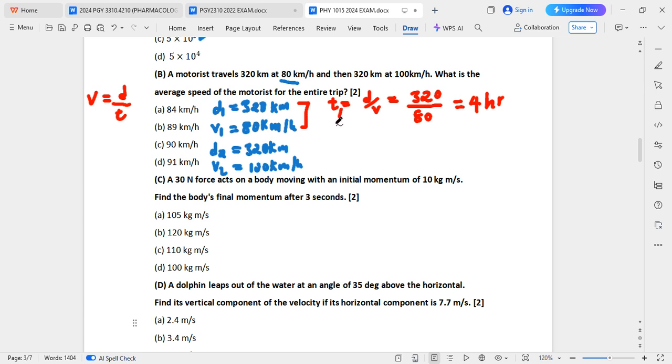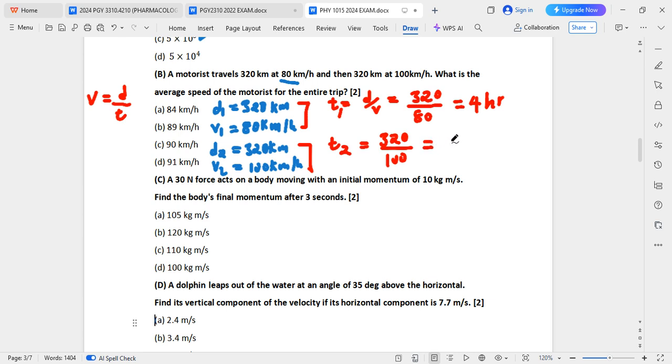This is t1. And then to find t2, we'll do the same. Divide the distance, which is in this case 320, over the time. Now for the second period, the velocity is 100.